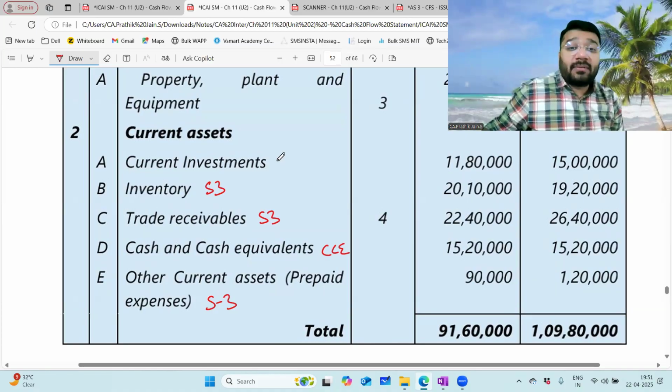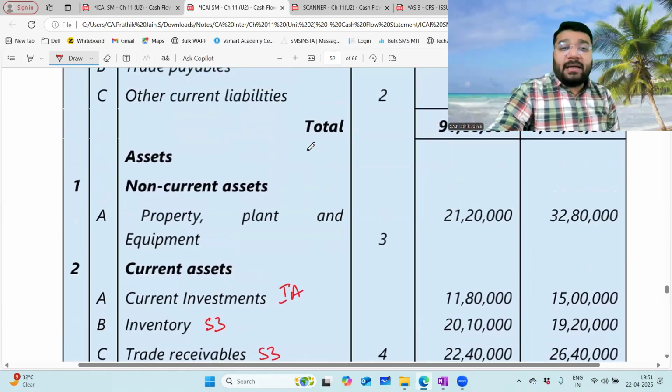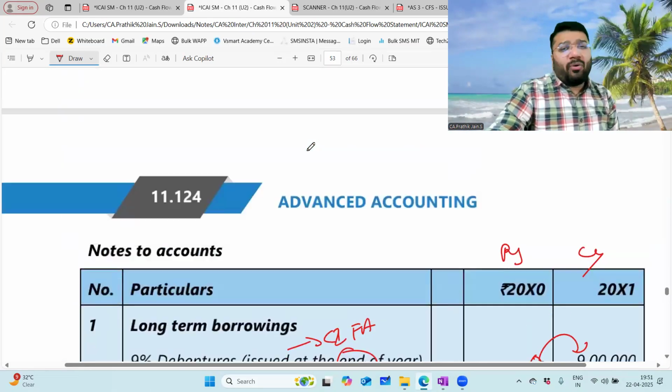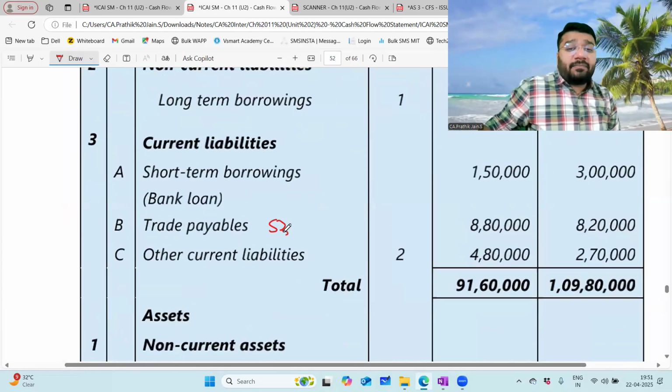Current investment activity. Property, plant, equipment, leave it. Other current liability, what do we have in that? Dividend, both are taken care of. Okay, leave it. Trade payable, segment 3.